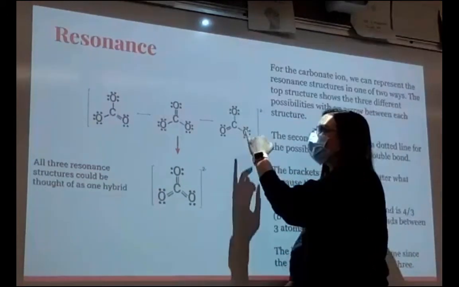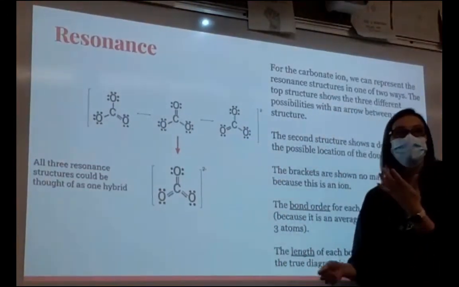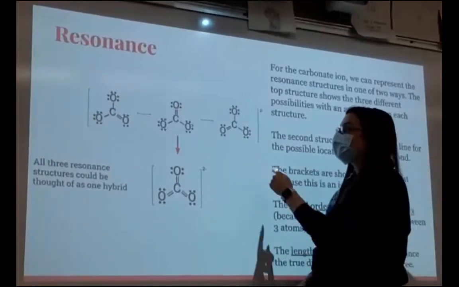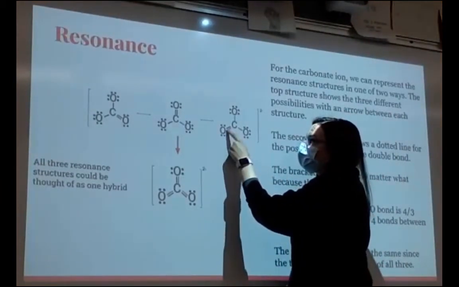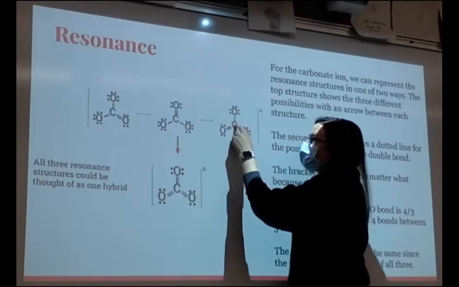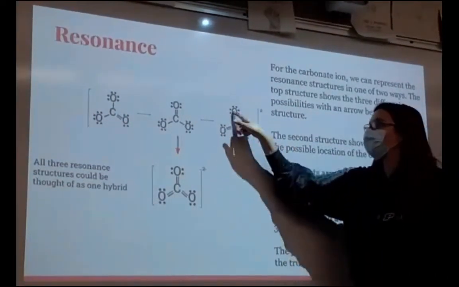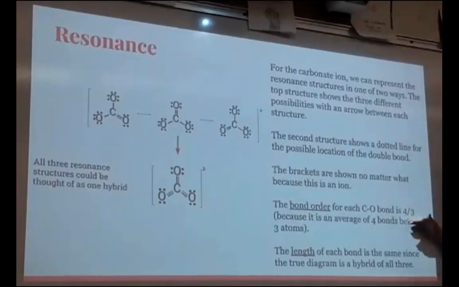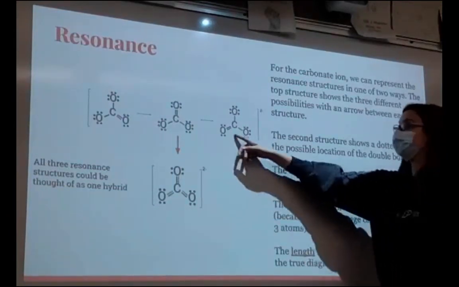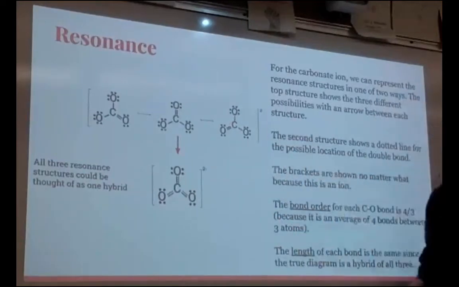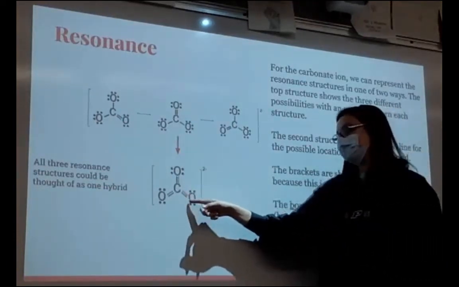So when we look at bond order, right, bond order is the number of bonds between 2 atoms. We could have a double bond here, we could have a double bond here, we could have a double bond here. So we have 4 bonds that exist between 3 atoms. So the bond order for each CO bond is actually 4/3, because we have 4 bonds between 3 atoms. So it's an average. The length is the same for each.